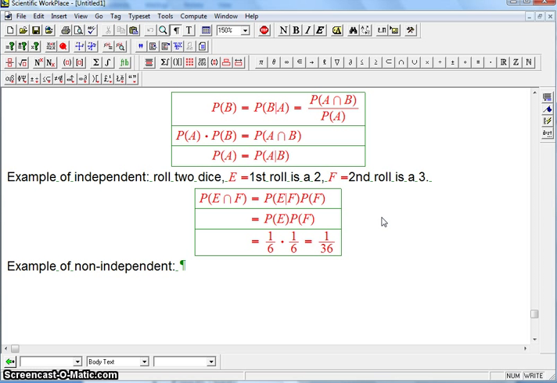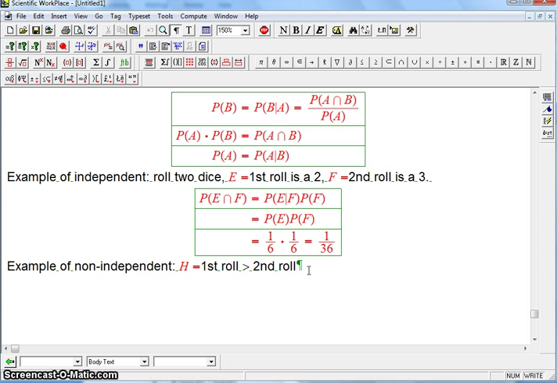Well, what about a non-independent event? That would be like cards. Actually, I'll do one with die rolls. It's a little different. Let's say H, I think I called it. H is the event where the first roll is strictly greater than the second roll.